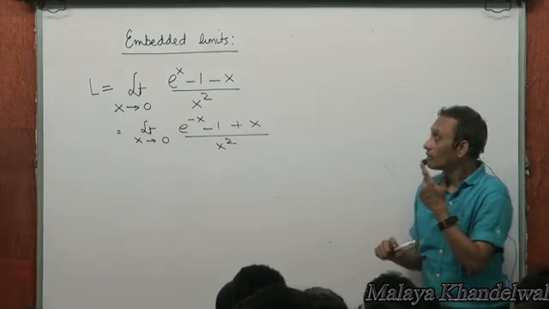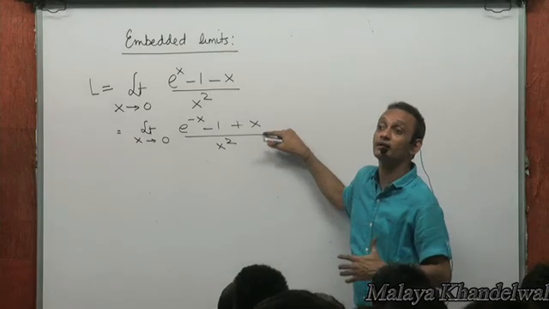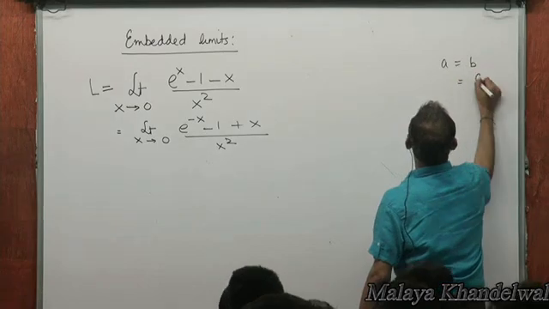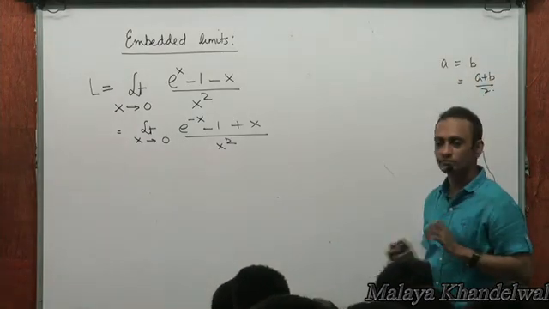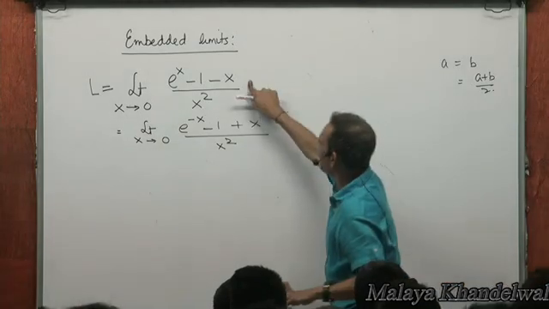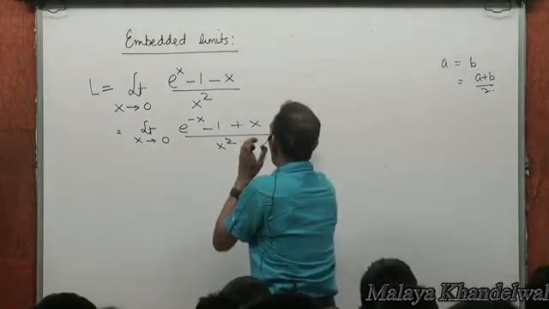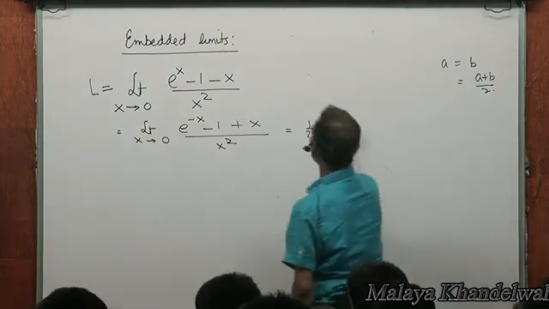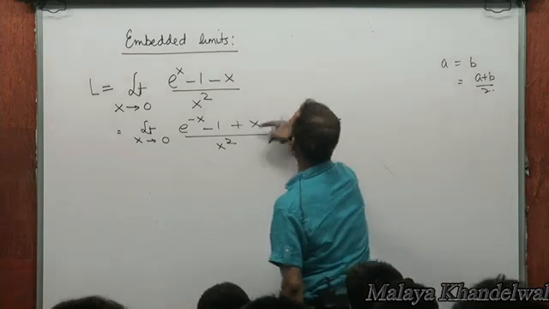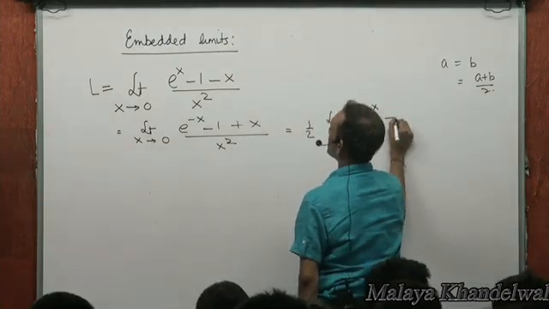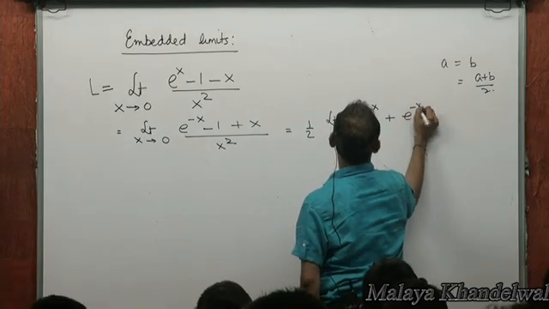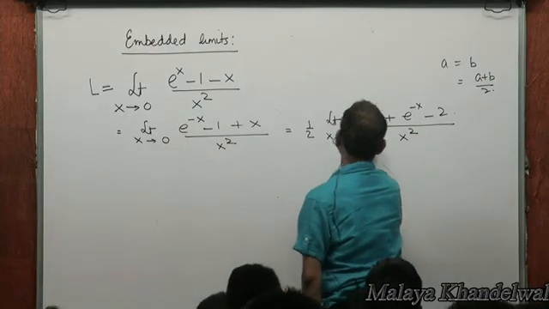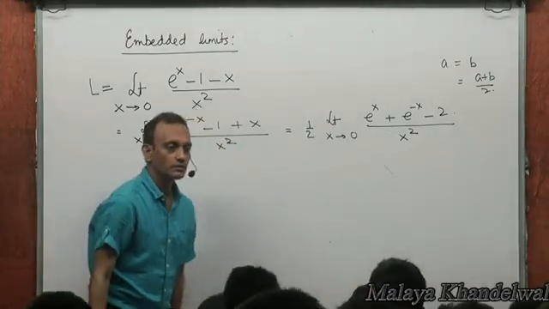Clear? Now, if a equals b, then each will be half of a plus b. Yes or no? If a equals b, then each will be a plus b by 2. Each will be half their sum, right? So half of limit at these two, x and x will get cancelled. e power x plus e power minus x minus 2 by x squared as x tends to 0. What about this?